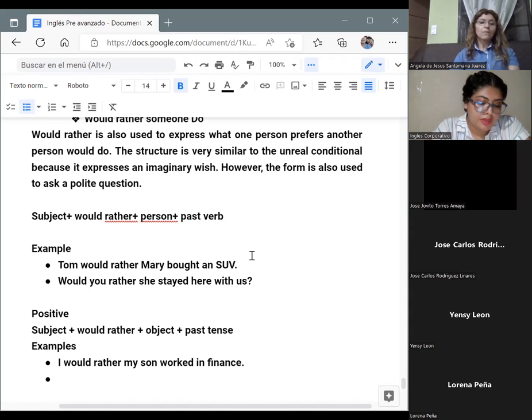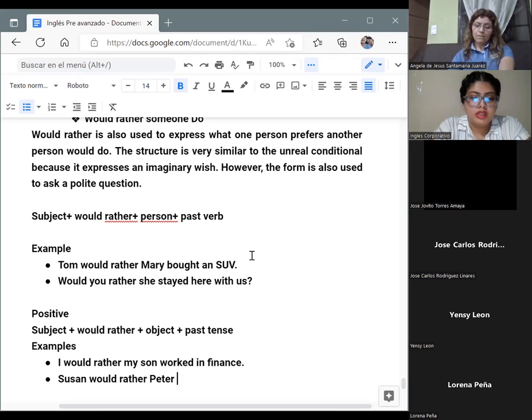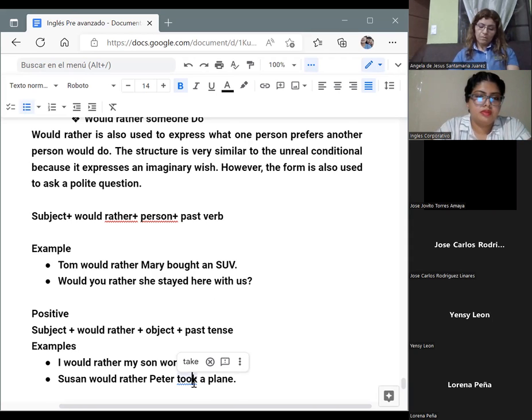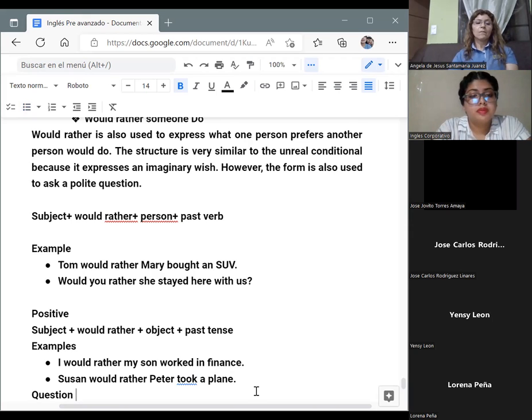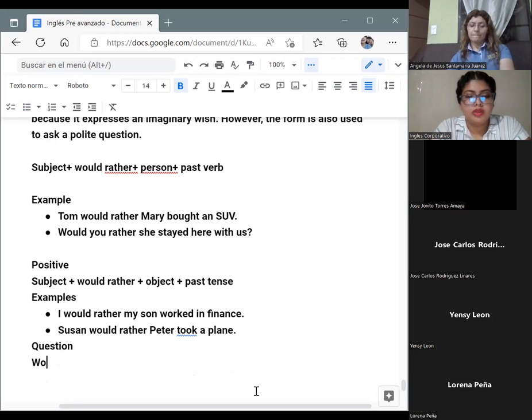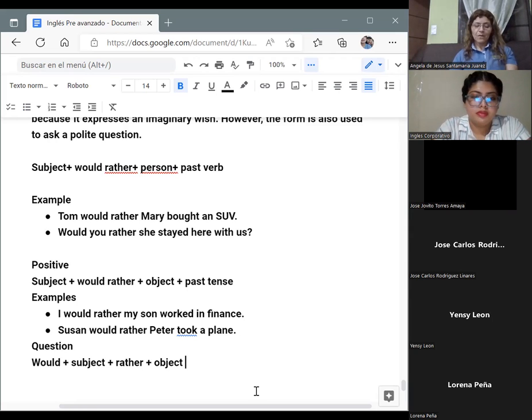Second one. Susan would rather Peter took a plane. Susan would rather Pete took a plane. And for the question, we have the following structure. We're going to use would at the beginning, plus subject, plus rather, plus object, plus past tense, plus question mark.